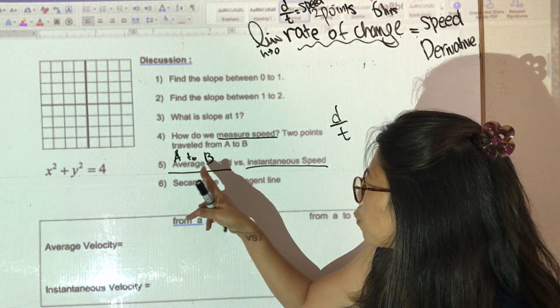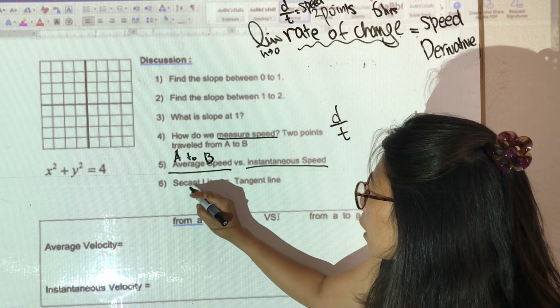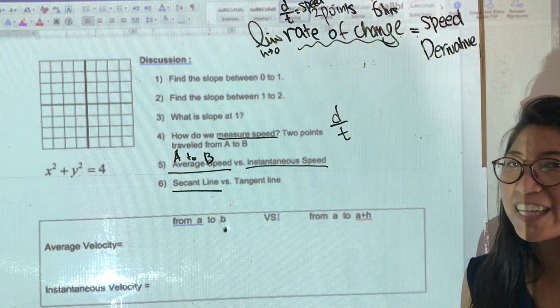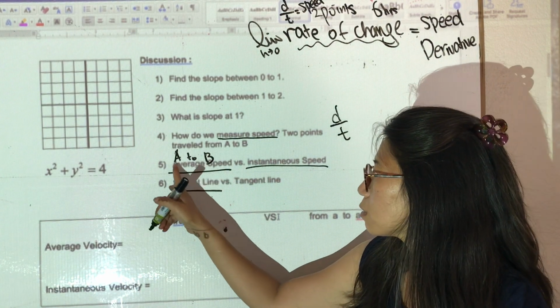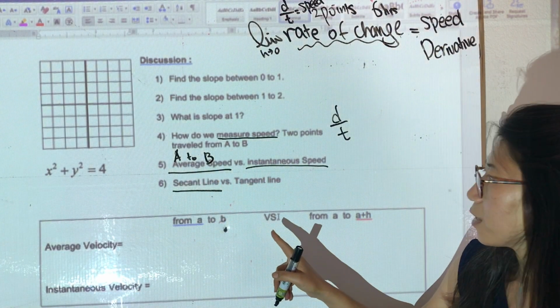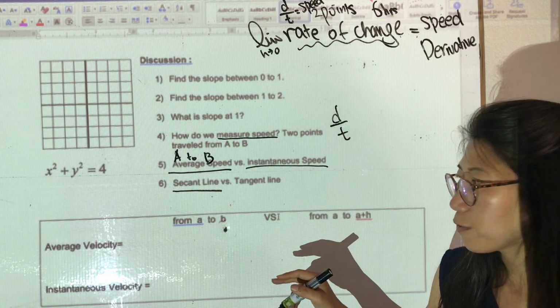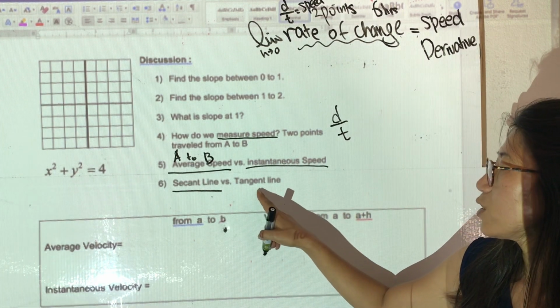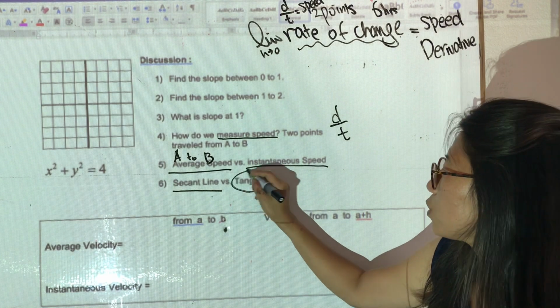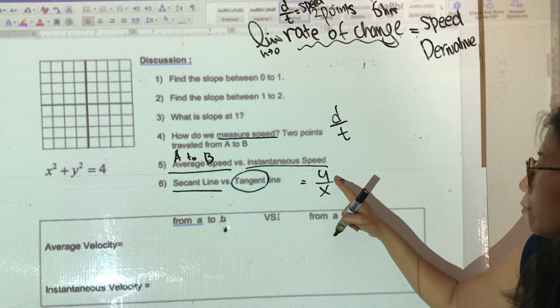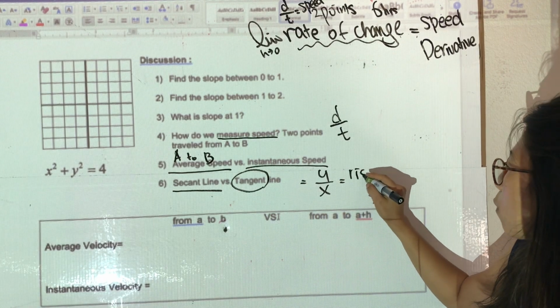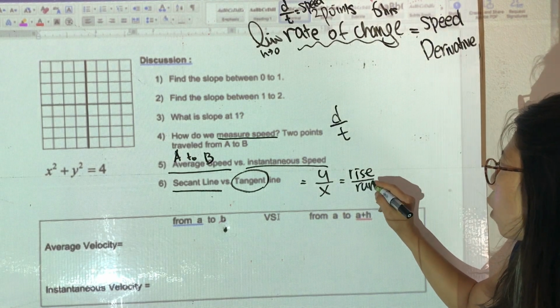And if we have 2 points, another way of saying it is that a secant line is actually 2 points of average speed. And then you guys have heard about the tangent function. Why do we say tangent line? Because the tangent definition is y over x, right? That means rise over run with 1 point.